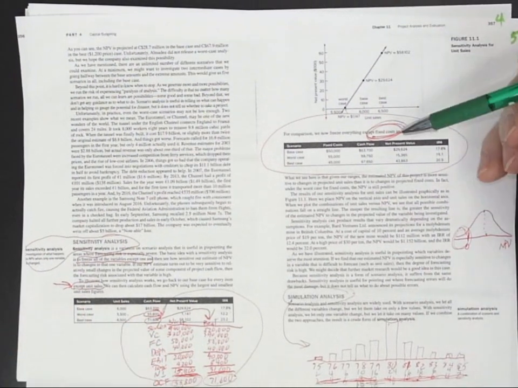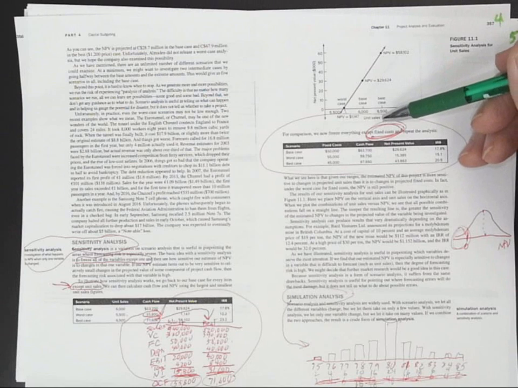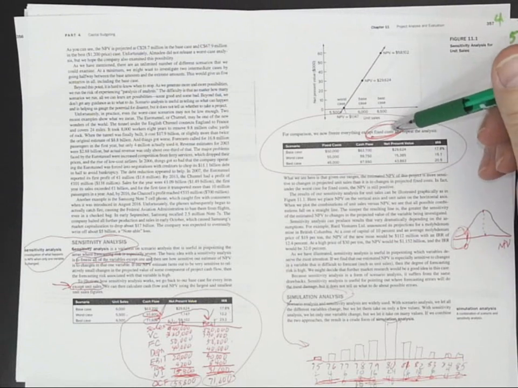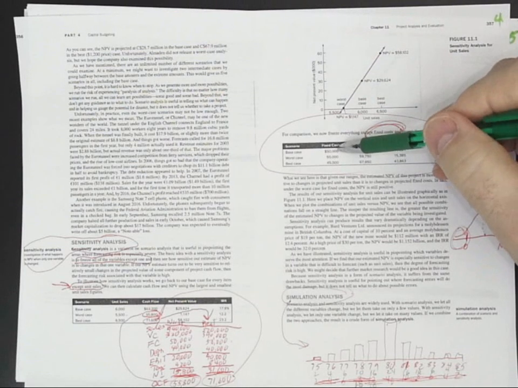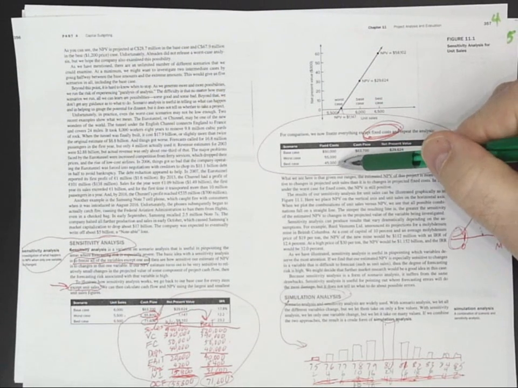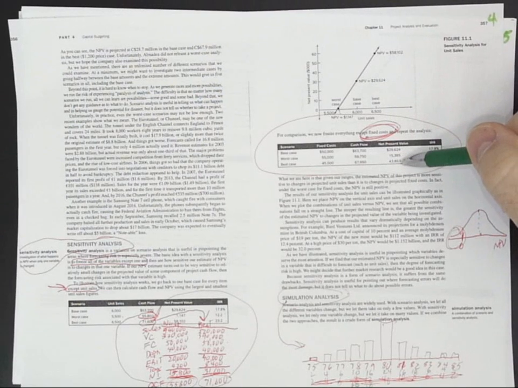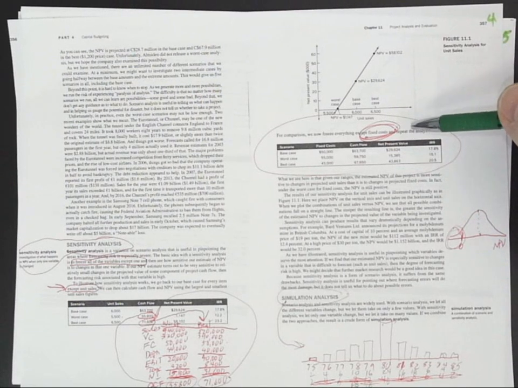Over here, what it does is say, well, what if instead we kept everything the same except for fixed costs? And if we allowed fixed costs to be either $50,000 in our base, or $55,000 in our worst, or $45,000 in our best, then what would happen to cash flow and NPV? And you see what would happen. And in each one of the cases, it still ends up being a positive NPV.